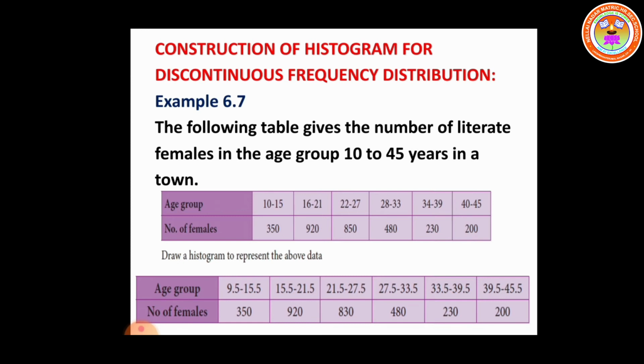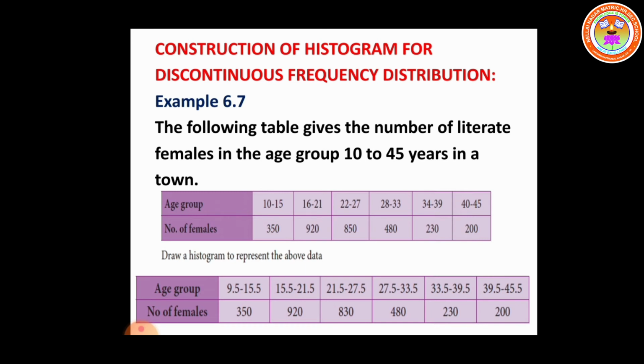For that, you see the gap between the upper limit of the first interval and the lower limit of the second interval. So 15 and 16 have a gap of 1. So half of the gap is 0.5. So from the lower limit you have to subtract that 0.5 and to the upper limit you have to add that 0.5. So 10 to 15 becomes 9.5 to 15.5.